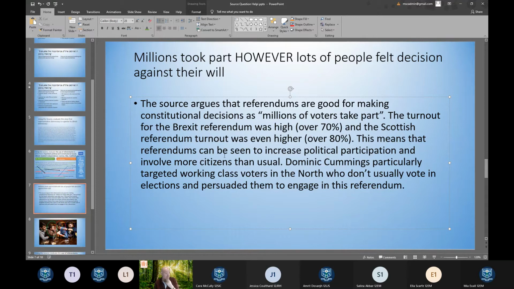This means analysis, this means that referendums can be seen to increase political participation and involve more citizens than usual. Dominic Cummings particularly targeted working class voters in the north who don't usually vote in elections and persuaded them to engage in this referendum. I'm satisfied now I've built up this wall. My mission now is I need to smash this wall down. By the time this paragraph ends, I need to have defeated this argument.